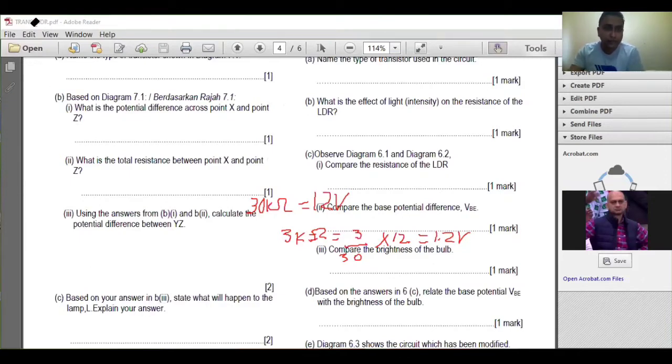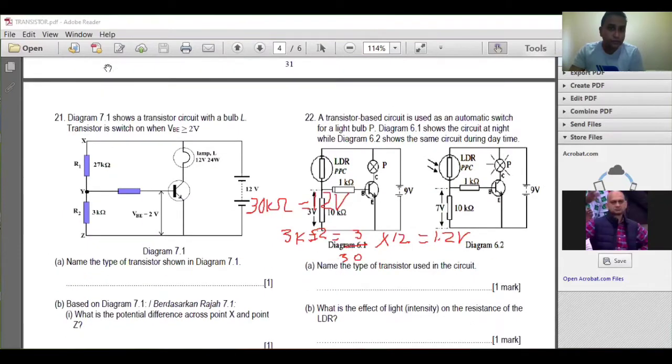Now, based on the answer in B3, state what happened to the lamp L. Explain your answer. That means they ask what happened to the lamp L. You know that the voltage here is 1.2 volt. Y and Z is parallel to your base and emitter, so if this one is 1.2 volt, here also will be 1.2 volt, because they are parallel.